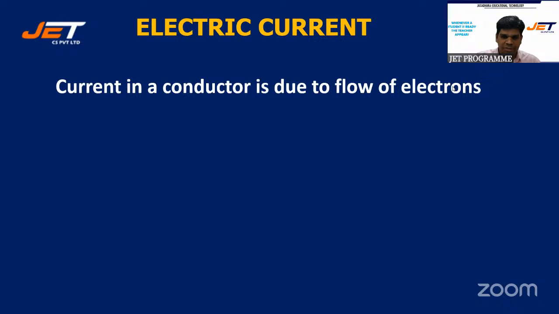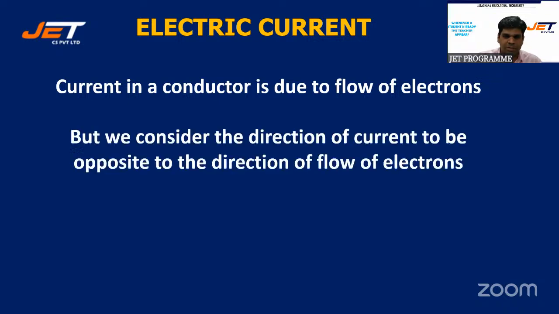Current in a conductor is due to the flow of electrons. When electrons flow, that is what is called current. In conventional current, we assumed positive charges flow, but it is found that it is the flow of electrons, not of positive charges. Negative charge electrons flow, and that is called current. But we consider it to be opposite to the direction of flow of electrons.